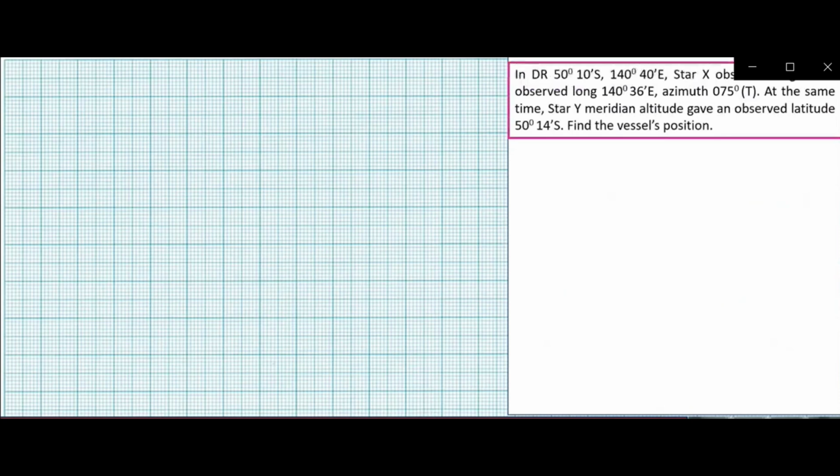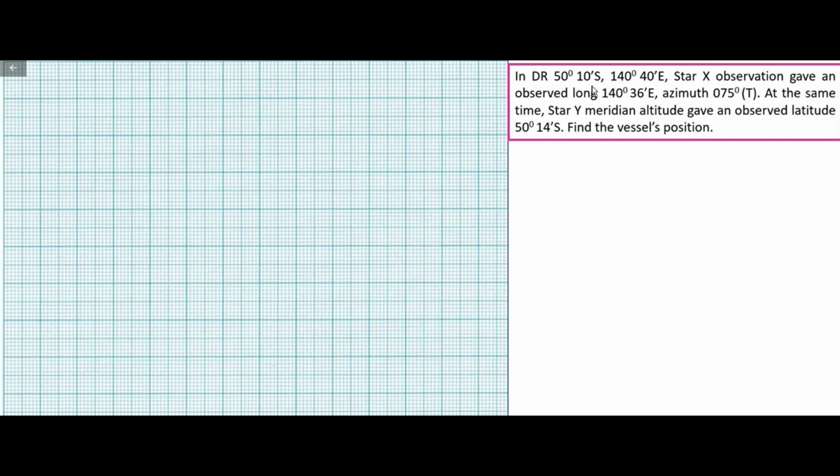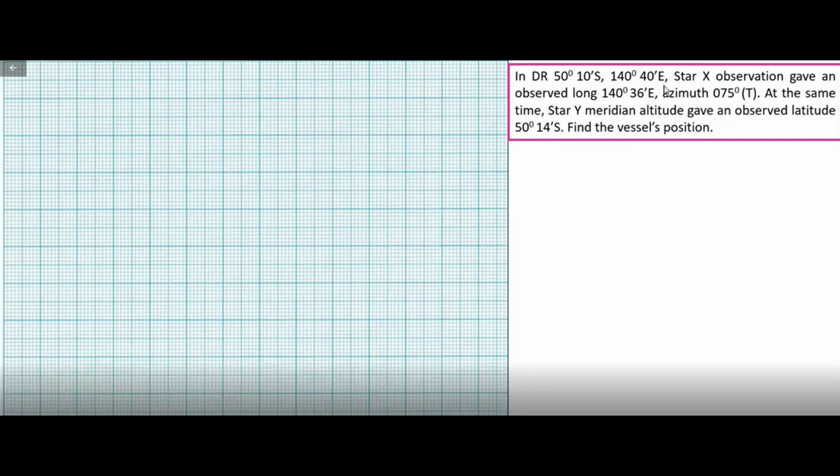Let's apply our learnings to an example. They have given us a DR position 50-10 south, 140-40 east. The first observation is for star X, and this is a long bichrome PL. Observed longitude is given to us. Azimuth is also given to us. So can we plot the long bichrome PL in this case?